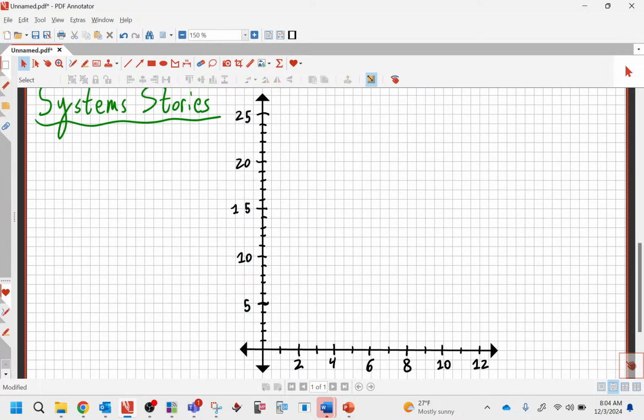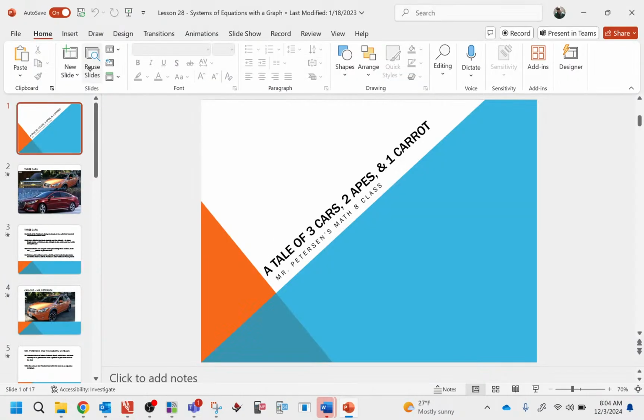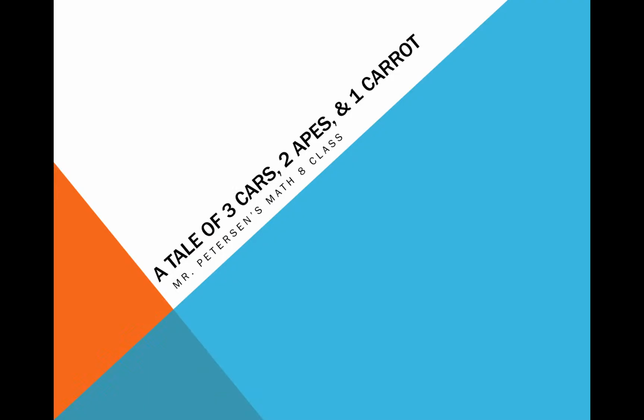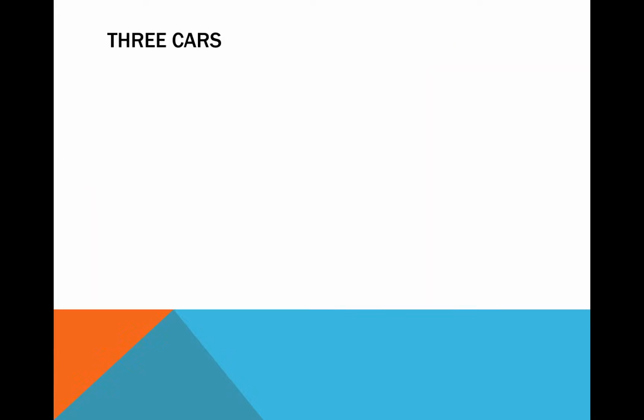While you guys are finishing that up, I'll get us started here. A tale of 3 cars, 2 apes, and 1 carrot. Okay, here we go. 3 cars. Guys, I'm going to show you a few vehicles, and I want to see if you can correctly identify them as they pop up. Are you guys ready? So see if you can get the make and model.